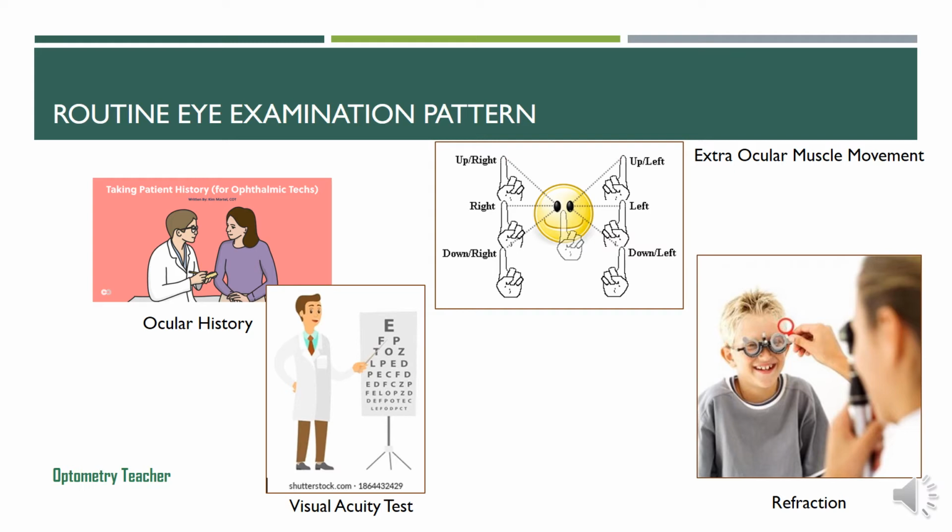That means the objective refraction to find out the refractive status of the eye, and then you do subjective refraction to give him the best possible glass power or correction. So we usually call it the best corrected visual acuity.